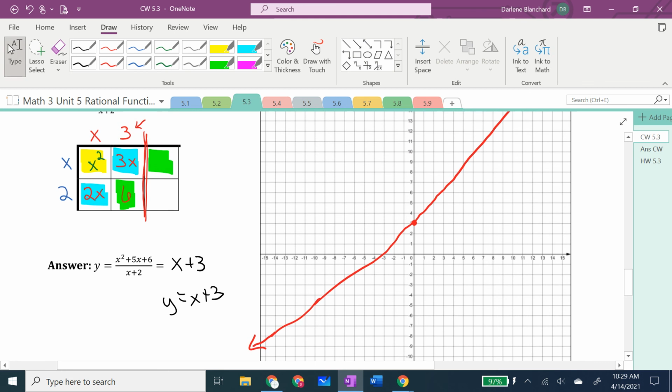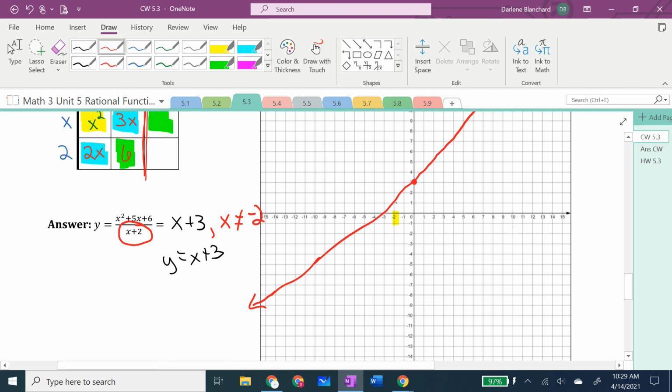However, there's an issue. Negative 2 makes a divided by 0. That means x is not allowed to be negative 2. So what I'm going to do is I'm going to go look for x equals negative 2. And I'm going to look at where that point was going to show up. And I'm going to draw an open circle there. I'm going to show you what the answer looks like.